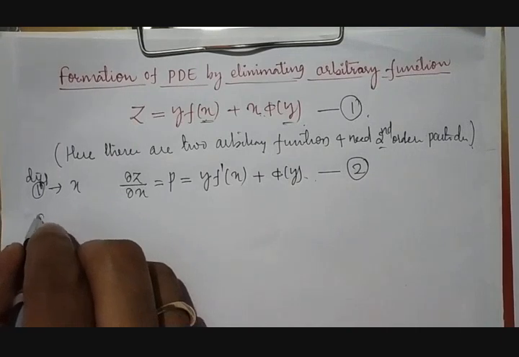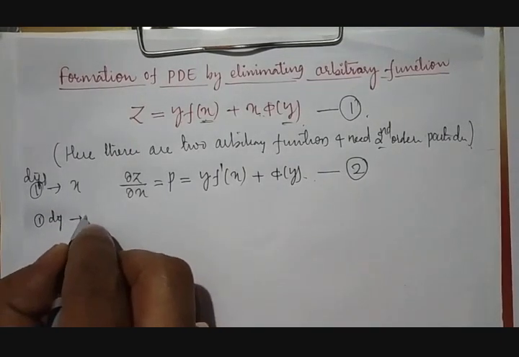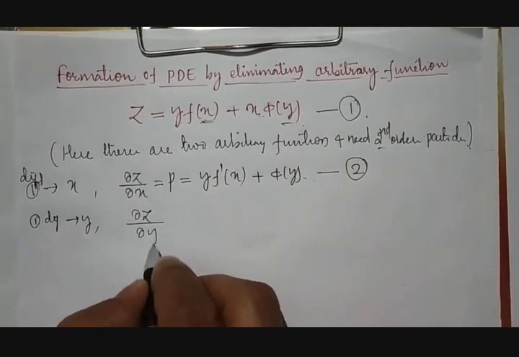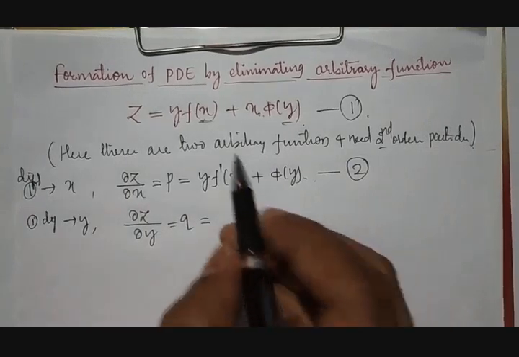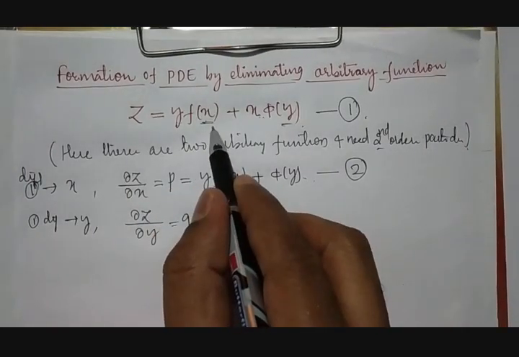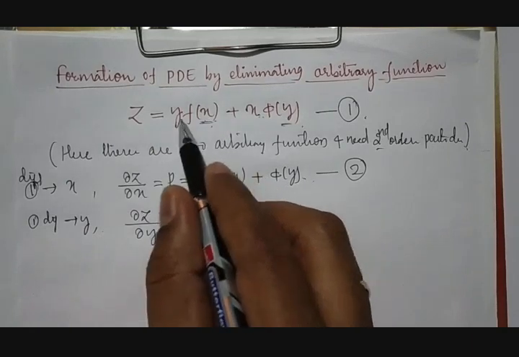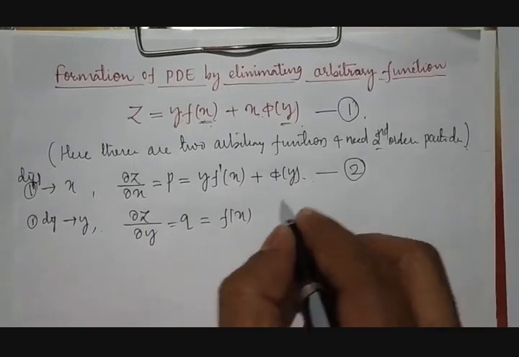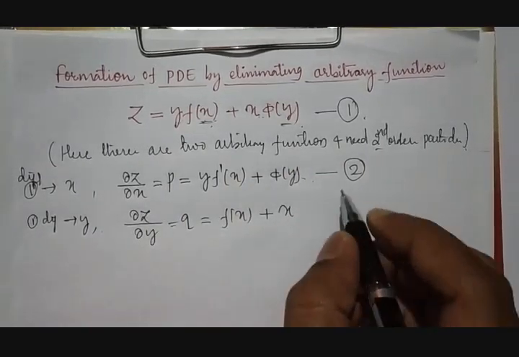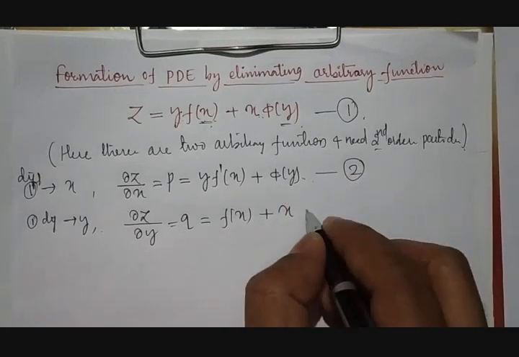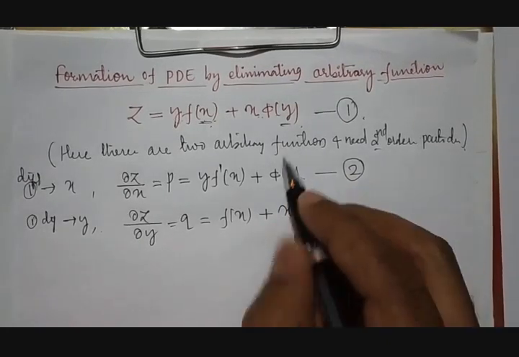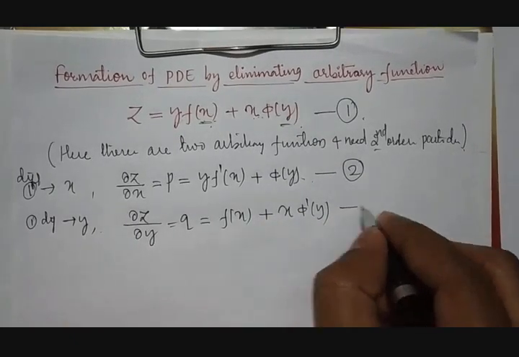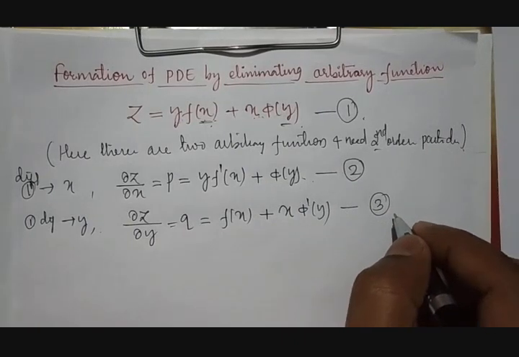Similarly, let us differentiate equation number 1 with respect to y. If we differentiate it with respect to y, we will be getting dou z by dou y, which is nothing but q. That is equal to, if we keep y common, differentiation of f of x with respect to y will be 0. So f of x common and differentiation of y with respect to y will be 1. Plus, keep x constant and differentiation of pi of y with respect to y will be pi dash of y. And when we keep pi of y common, differentiation of x with respect to y will be 0. So this I'll be calling equation number 3.